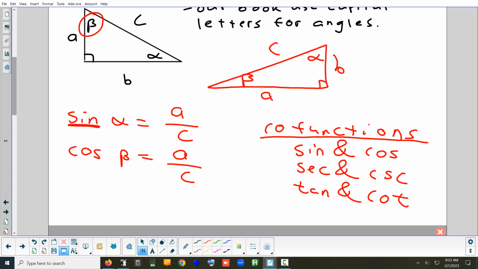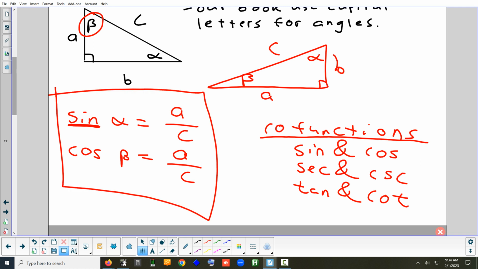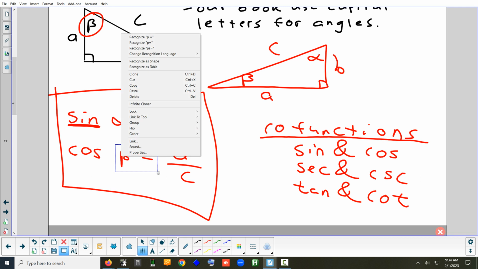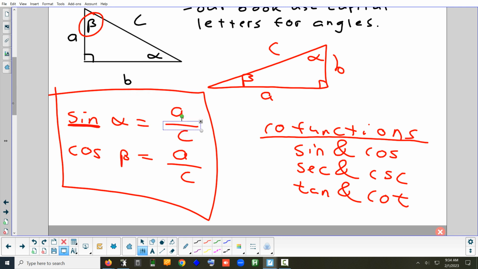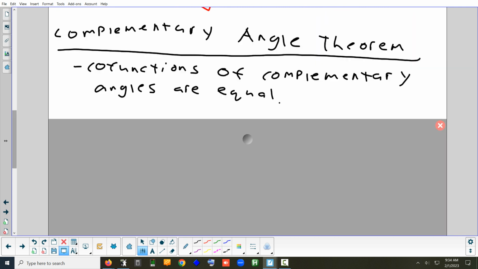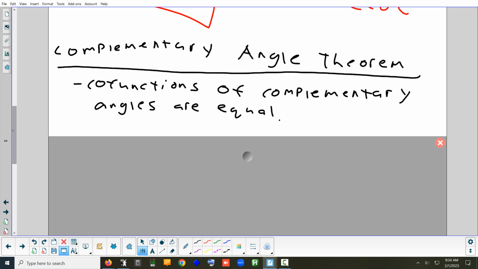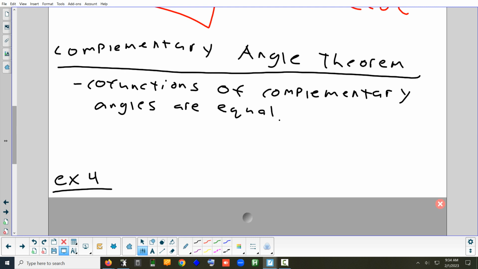Those are called cofunctions. And what happened right here would always happen. If you have two different trig questions, and the functions are co-functions of each other, and the angles are complementary to each other, then the answers to both of these problems always come out the same. And that's called the complementary angle theorem. You have co-functions of complementary angles. The answers always come out the same.